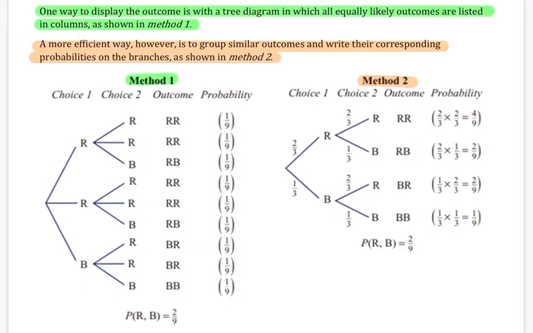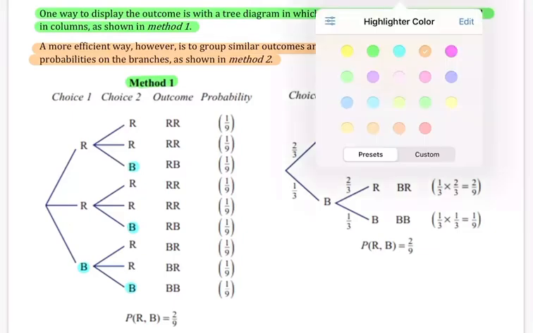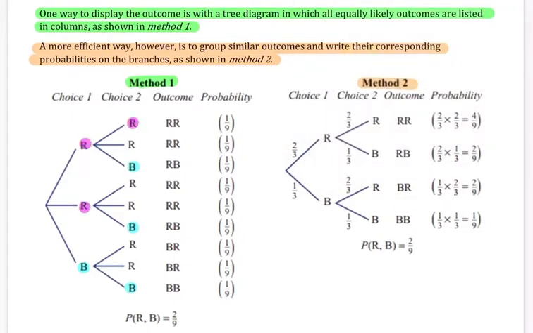So in method 1, we have our blue counters all through here and our red all through here. So we have our outcomes of red, red, red, red, red, blue, red, red, red, red, red, blue, blue, red, blue, red, blue, blue, like so. And we have calculated that they all have the same probability, and they all have the probability of 1/9.